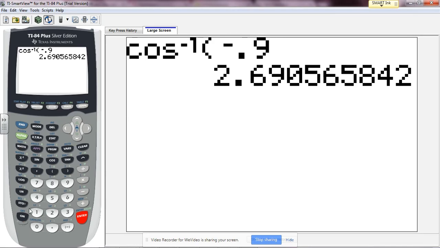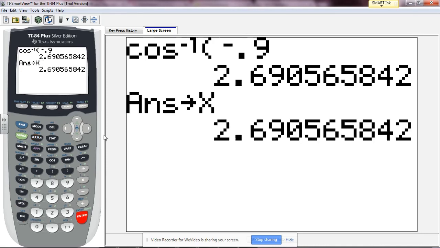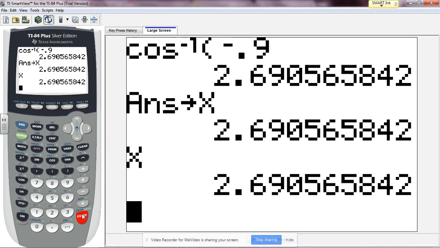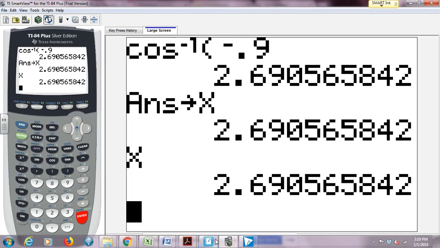You're going to want to store that. So press the store button, and then I'm going to store it as X and enter. And then if you clear the screen, every single time you press X, it's still there. You don't have to worry about it messing up anything else. It's just going to be in the home screen. So now that we have that, let's go back to your notes.